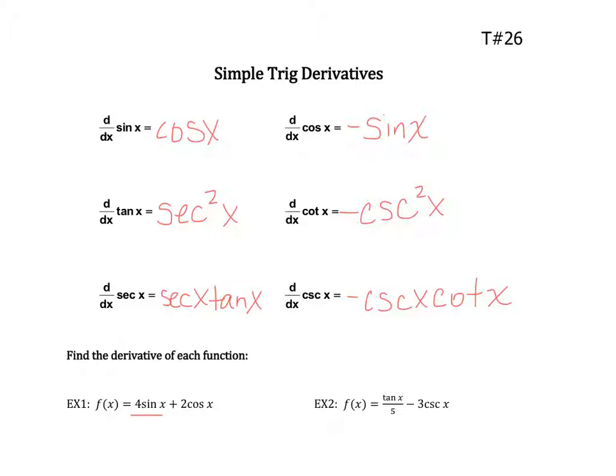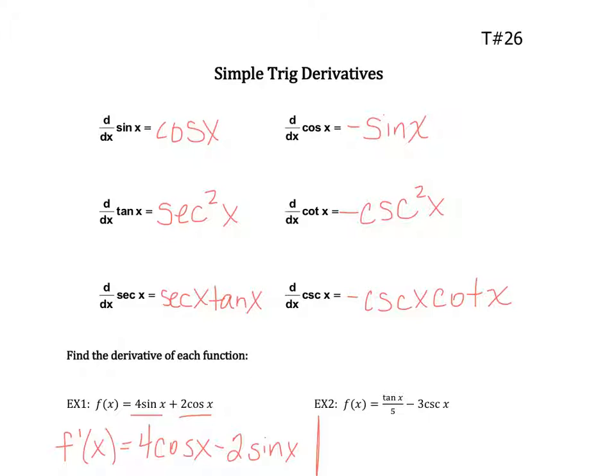Notice that this one, if I had a 4 in front, remember by our limit properties, if you have a constant, you can take that out. So in the same way, it's just going to be f prime equals 4 cosine of x. The derivative of cosine is negative sine, but there's a 2 in front, so it would be minus 2 sine of x. It's that quick.